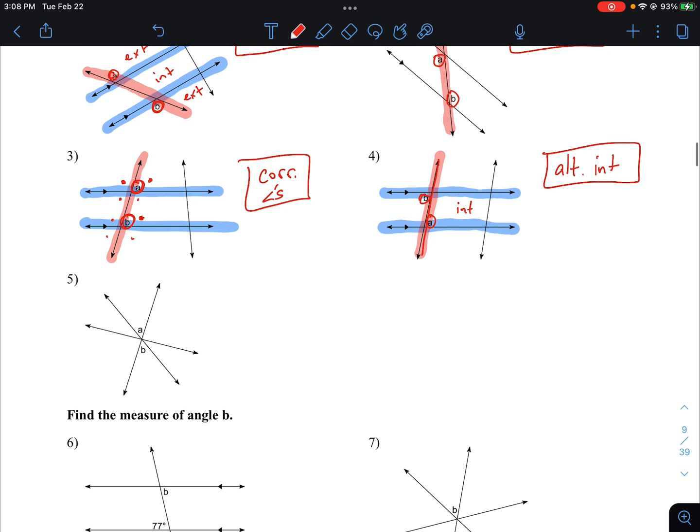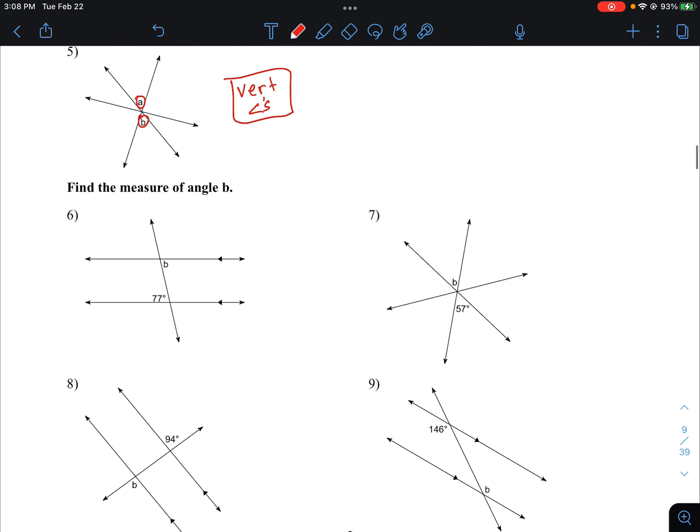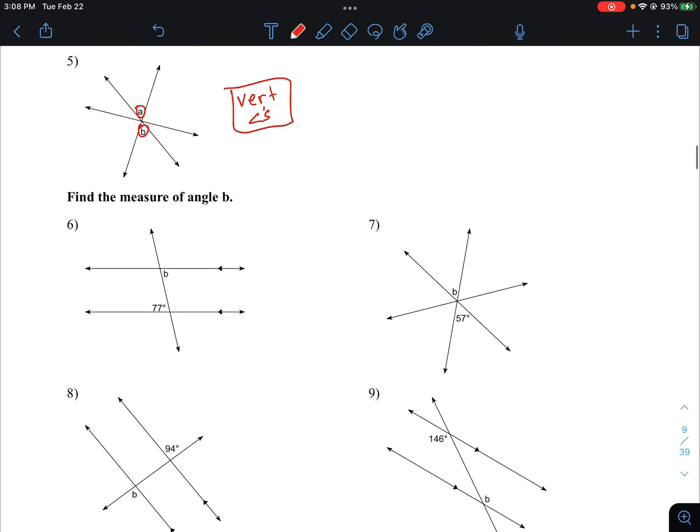Number 5. There are no pairs of parallel lines, so that means none of these are transversals. You've got this angle and this angle on opposite sides of each other. These are vertical angles.